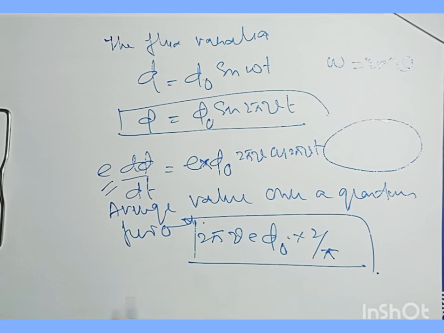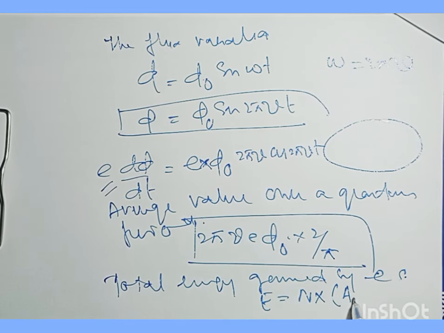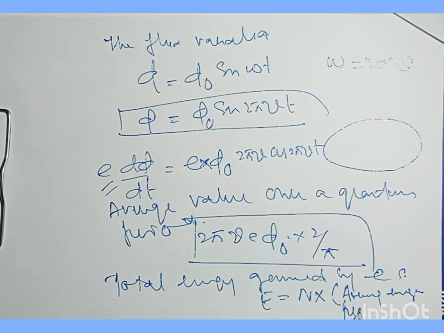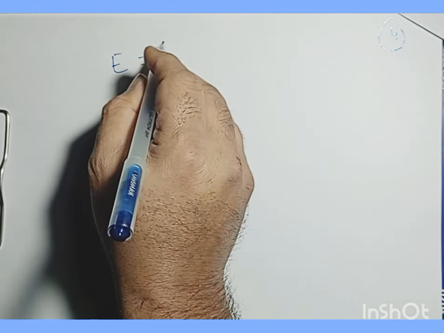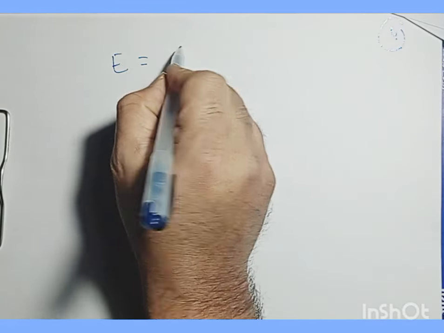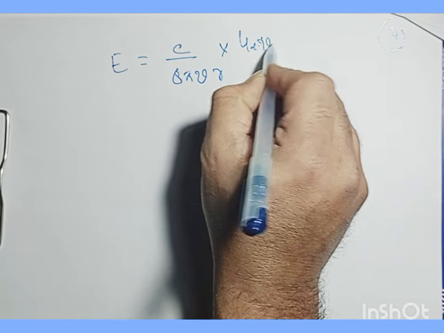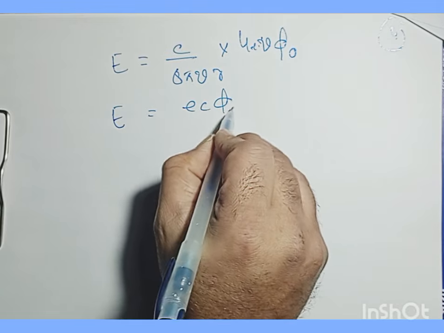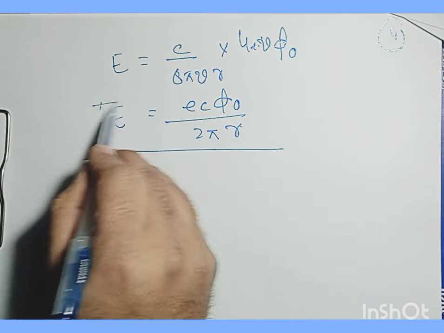Therefore, what will be the total energy gained by the electrons? That will be the number of turns times the average energy per turn. We have already calculated N. That was C by 8 pi nu r times 4e nu phi naught. So the energy that we will have will be eC phi naught by 2 pi r. This will be the energy gained by these electrons.